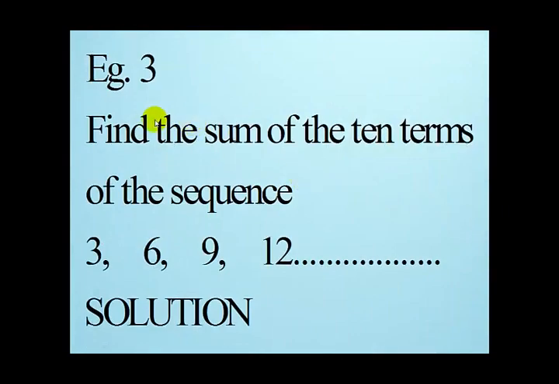Now let's look at this problem. Find the sum of the 10 terms of the sequence, and the sequence is 3, 6, 9, and 12. We can see that the first term of the sequence is 3, and the common difference is 3, because when we add 3 to 3, we have 6. That's the second term. When we add 3 to the second term, we have the third term, that is 9. When we add 3 to the third term, we have the fourth term, that is 12. So considering this sequence is a linear sequence, and we are asked to find the sum of the 10 terms, that means that n is equal to 10. Now let's look at the solution to this problem.